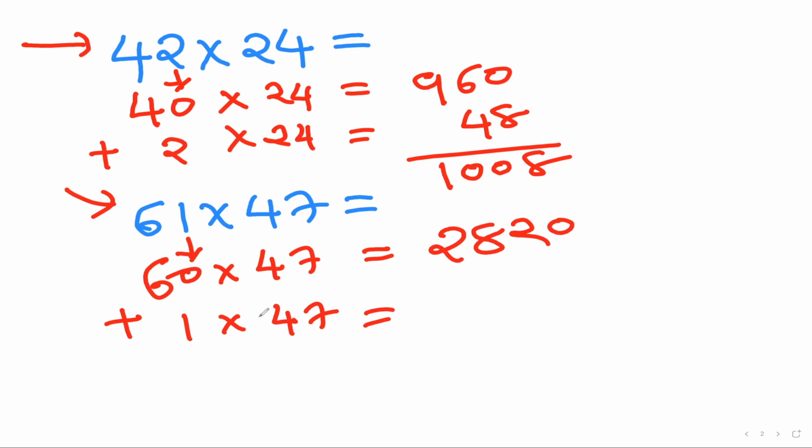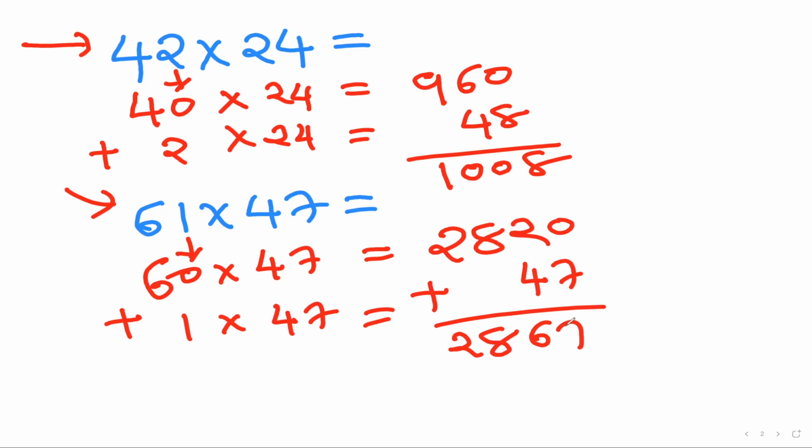And 47 times 1 is just 47. And when I add them, it's going to be 2,867. How quick, guys, isn't it?